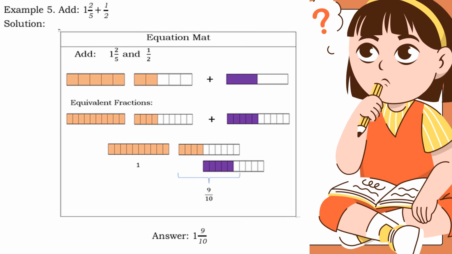Example number 5. Add 1 and 2/5 plus 1/2. Equation math, and the total is 1 and 9/10.